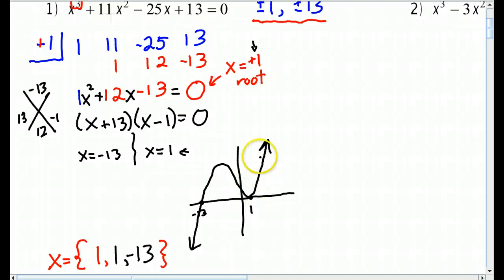Remember, we spent a whole bunch of time with t-charts and things like that. I don't know exactly how high this will go. I know that this part will not go below because a double root means that it bounces off, it won't go through. But I do know the end behavior is as x goes to infinity, f of x goes to infinity because it's x to the third. And as x goes to negative infinity, f of x goes to negative infinity as well. So that's what these answers actually mean.